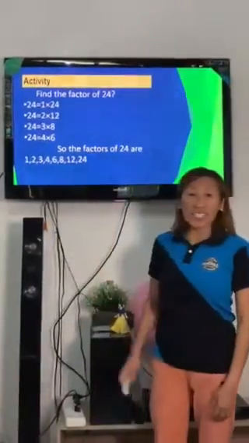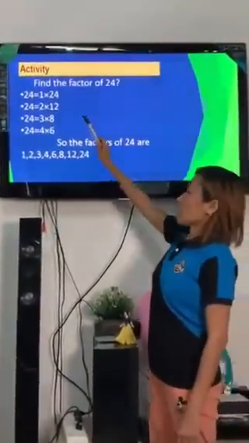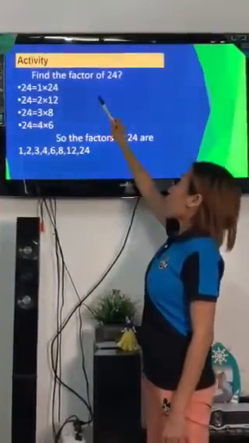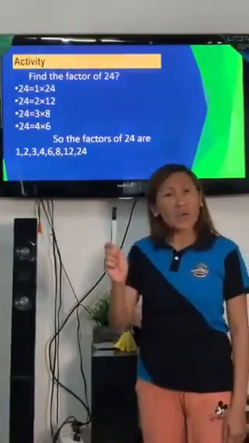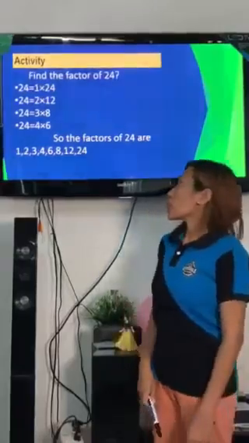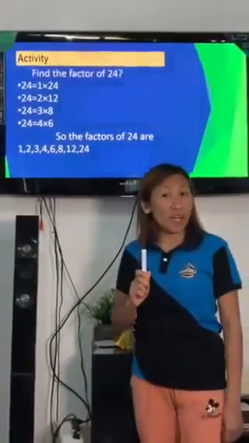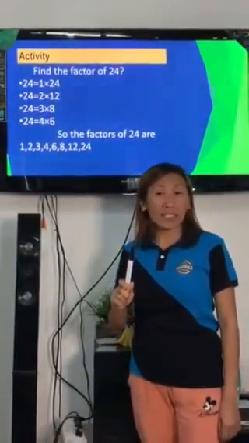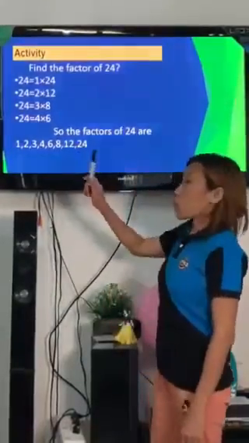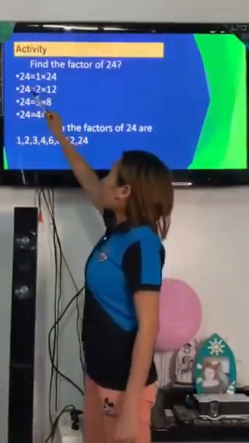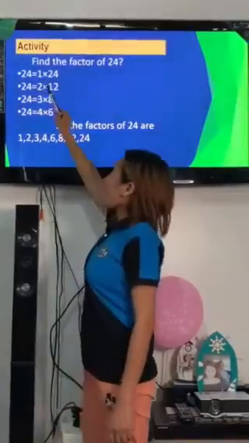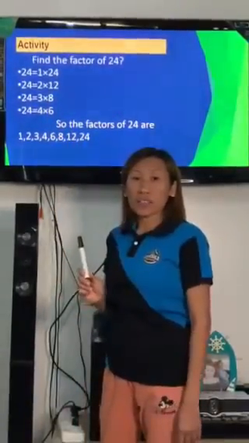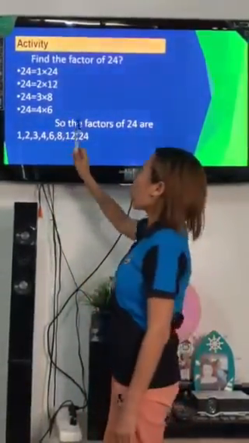This is our activity. So the question is, find the factor of 24. How can we find the factor? We can find the factor by multiplying. So 24 equals 1 times 24. So the answer will be 24.